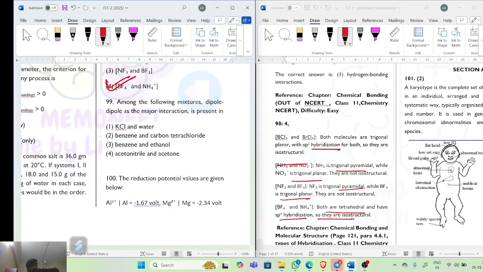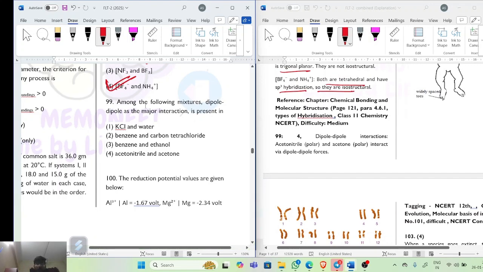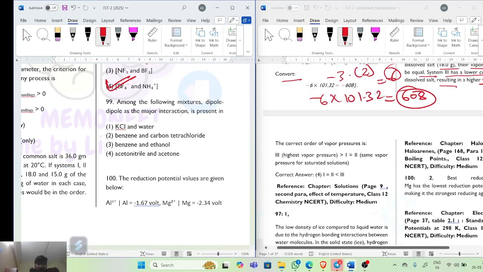Now question number 99. Among the following mixtures, dipole-dipole interaction as the major interaction is present in... So for dipole-dipole interaction, acetonitrile and acetone are polar and interact via dipole-dipole force. So clearly option number 4 is our correct answer.